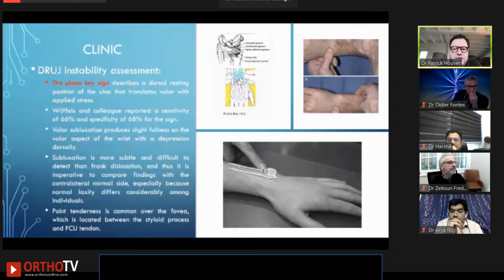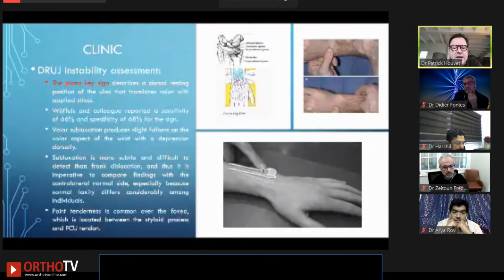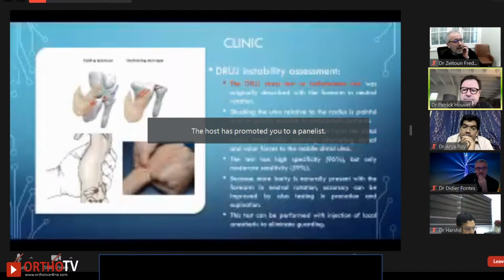Subluxation is more subtle and difficult to detect than with the contralateral, supposedly normal side, especially because normal laxity differs considerably among individuals. Point tenderness is common over the fovea, which is located between the styloid process and the FCU, with the forearm in neutral position. Shucking the ulna relative to the radius is painful and/or grossly unstable in symptomatic patients.